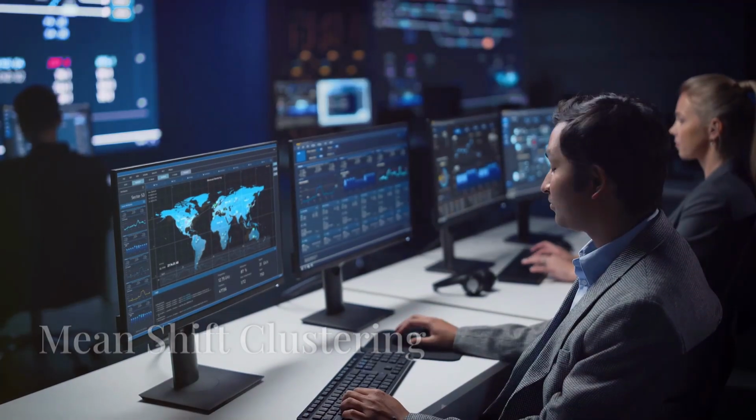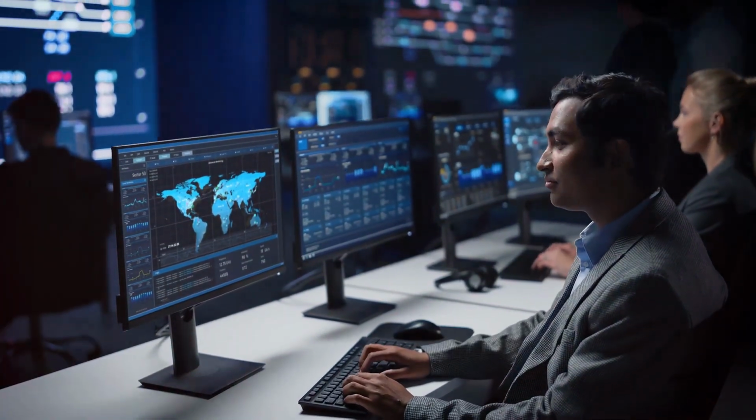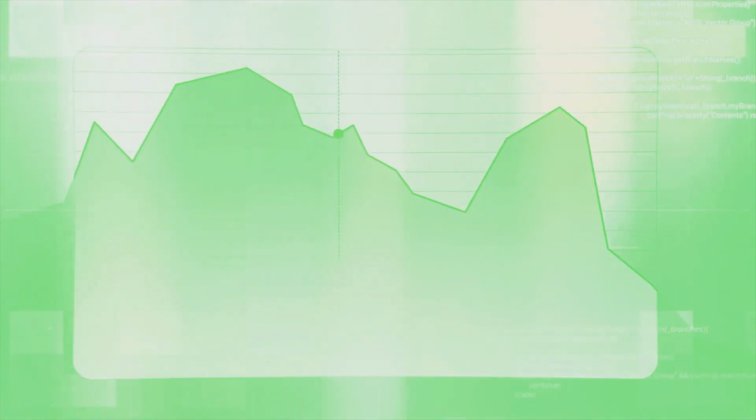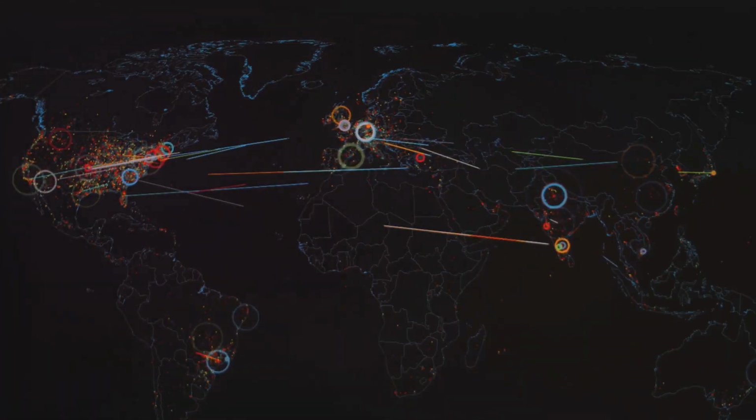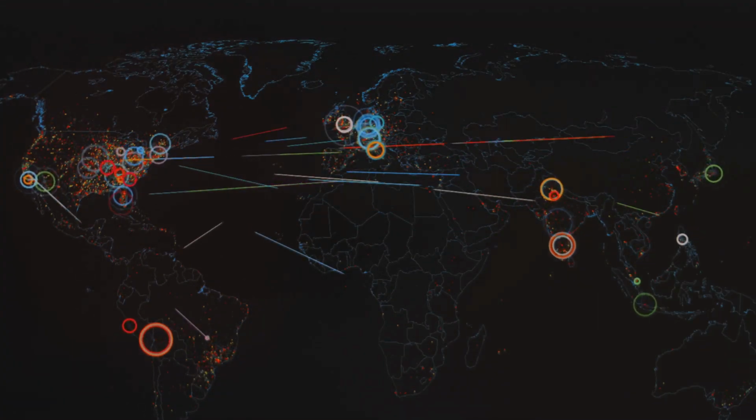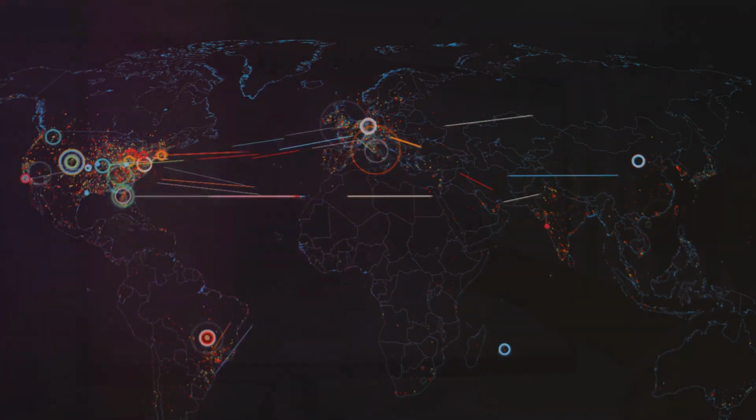Mean shift clustering is a non-parametric algorithm that does not require specifying the number of clusters in advance. It works by shifting data points towards the mode in the feature space. Think of it as a way to find the peaks of a density function given a set of data points. Mean shift can help you find the densest areas, indicating popular coffee shop hubs.